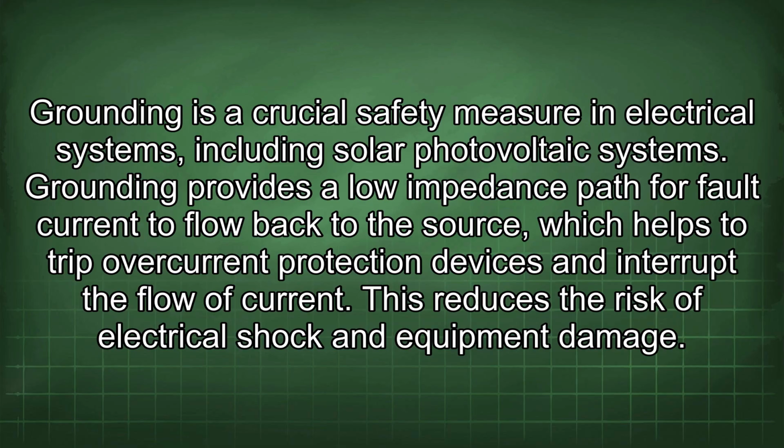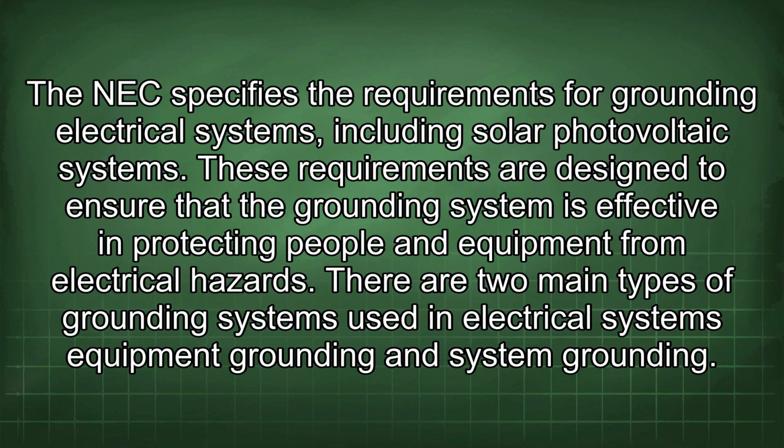Grounding is a crucial safety measure in electrical systems, including solar photovoltaic systems. Grounding provides a low impedance path for fault current to flow back to the source, which helps to trip overcurrent protection devices and interrupt the flow of current. This reduces the risk of electrical shock and equipment damage. The NEC specifies the requirements for grounding electrical systems, including solar photovoltaic systems. These requirements are designed to ensure that the grounding system is effective in protecting people and equipment from electrical hazards.